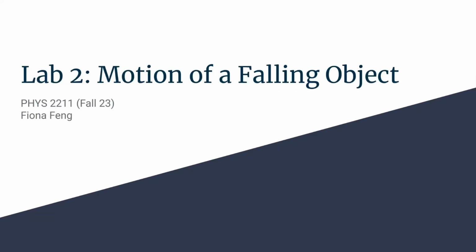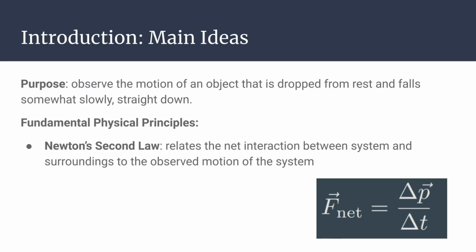The purpose of this lab is to observe the motion of an object that is dropped from rest and falls somewhat slowly straight down. Some of the fundamental physical principles include Newton's second law. Newton's second law relates the net interaction between the system and its surroundings to the observed motion of the system. The net force is the vector sum of all forces acting on the system. In our experiment, the net force will not be equal to 0 since the falling object has a non-constant velocity.